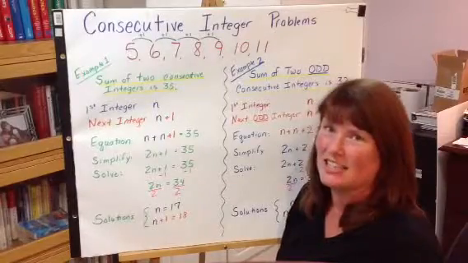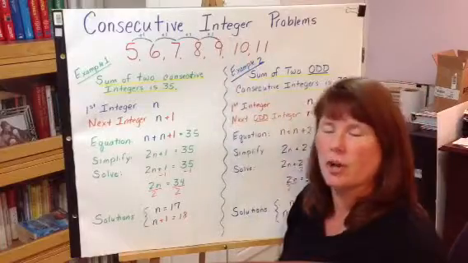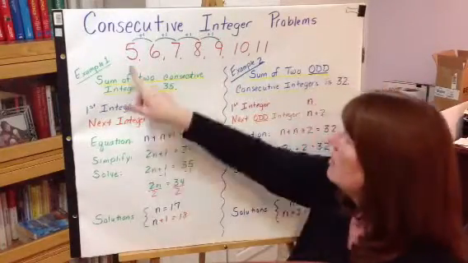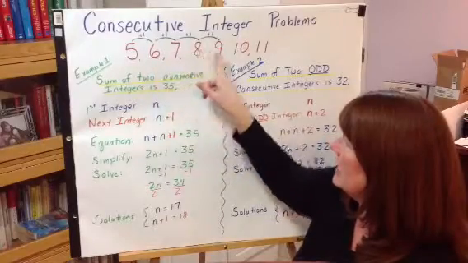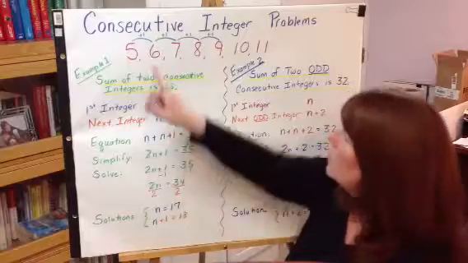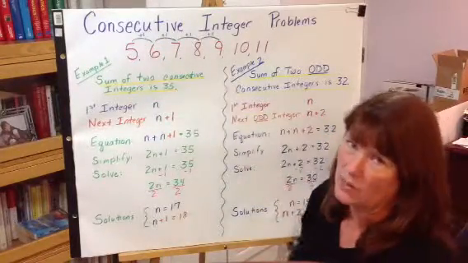Today's lesson is on consecutive integer problems. Consecutive integers are numbers on the number line that follow each other in order. For example, 5, 6, 7, 8, 9 are all consecutive integers. If I start with one consecutive integer and I want to get to the next one, I simply add 1.